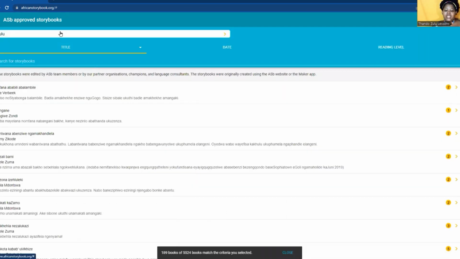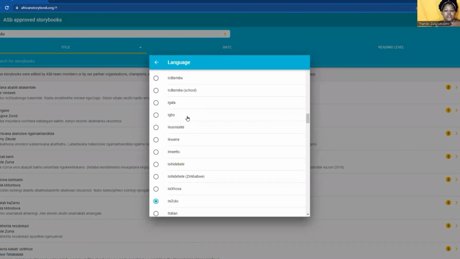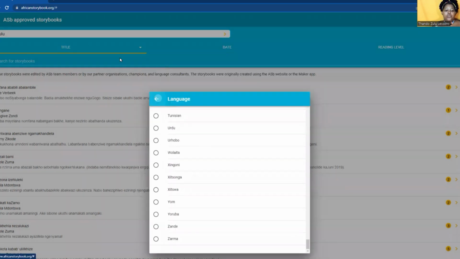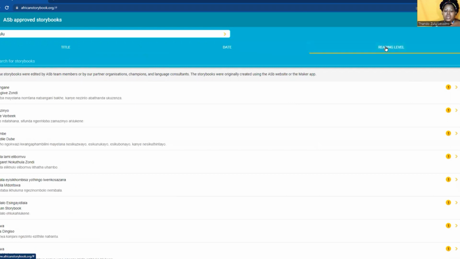And then here, mine is already on isiZulu because that's the language that I am teaching. And so it's always there. But for you, you might be having to start from all languages. So then you can scroll down to isiZulu because it's got all languages spoken in Africa. And so you can then go to isiZulu and then go to reading level and just put it either in ascending order or descending order, whatever you are looking for. I want ascending order.